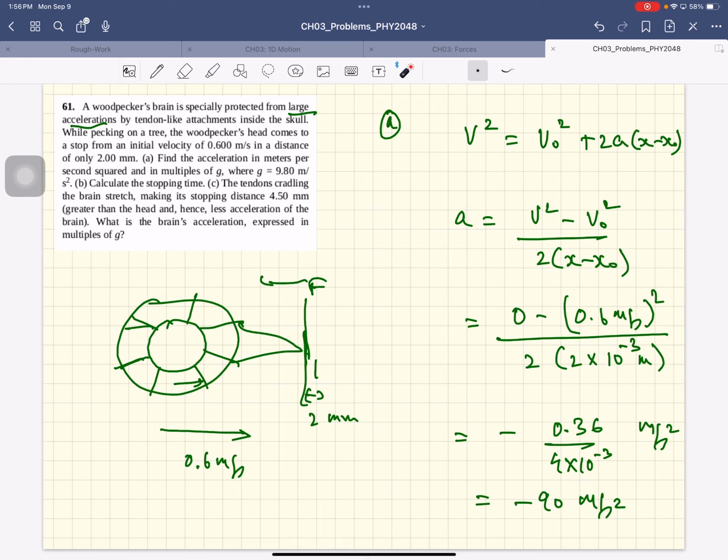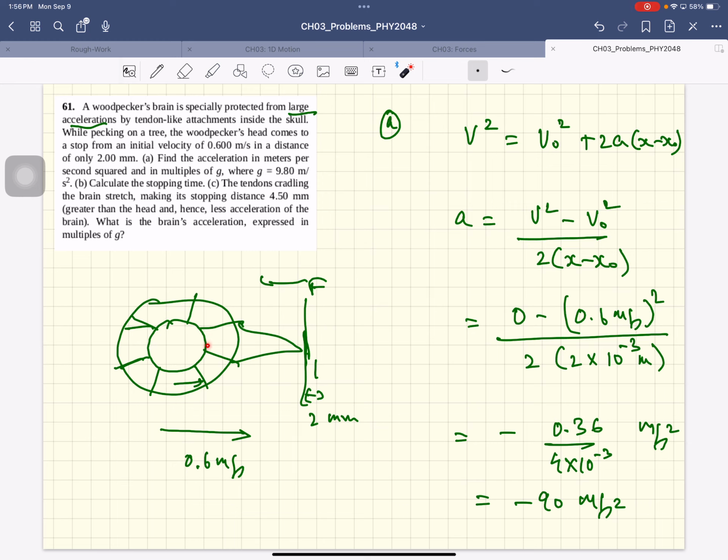Okay, so now we'll do part C, calculate the stopping time, but we won't do that. The tendons cradling the brain stretch, making its stopping distance 4.5 millimeters. Even before we calculate this, let's look at this equation. The brain was also going at 0.6 meters per second. The head stopped in 2 millimeters, but the brain stops in 4.5 millimeters because these guys stretch and there's more than a 2 millimeter gap there.